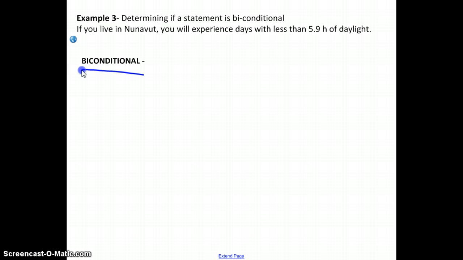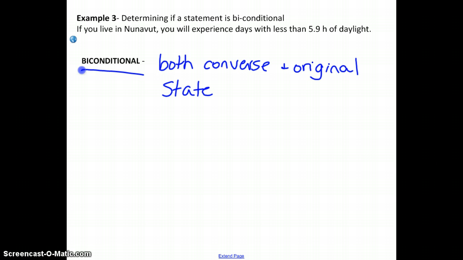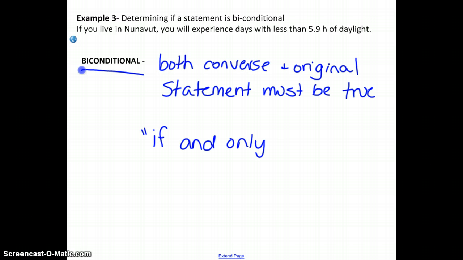So biconditional means that they both have to be true. This statement, therefore, is not biconditional. Biconditional, both converse and original statement need to be true. And how do we write things in that case? If and only if. Good. So if your statement is biconditional, then, notice that that's a conditional statement. If it's biconditional, then you need to write it as if and only if. So that needs to be put in that sentence.